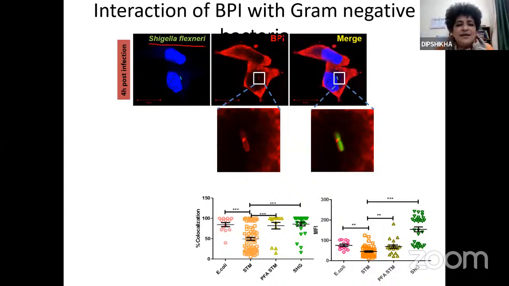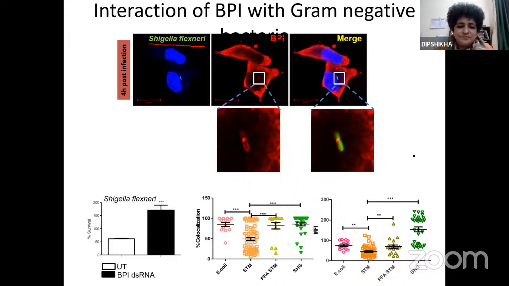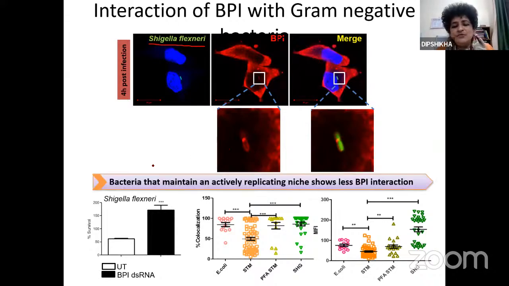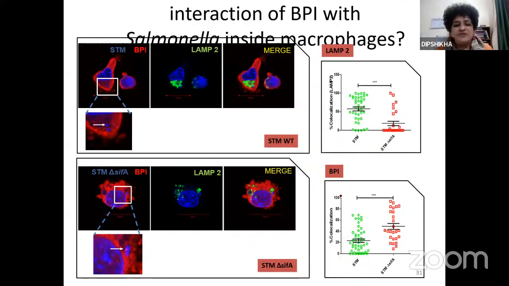Now, this is Shigella. I mentioned to you the bacteria which does not like its vacuole and comes out into the cytosol. They beautifully get tagged with this BPI molecule, because it is flowing very well into the cytosol. In the case of Shigella, when you do not have BPI, they also grow very well, showing that BPI is the best molecule that you can use as a therapy. Bacteria can maintain a very actively replicating niche. And those bacteria do not have any interaction with the BPI. They have to somehow get rid of the BPI.